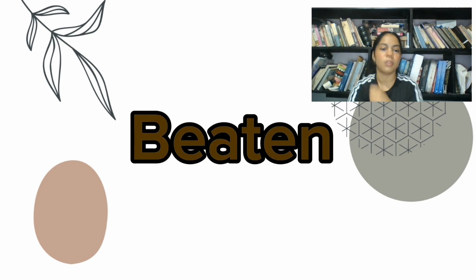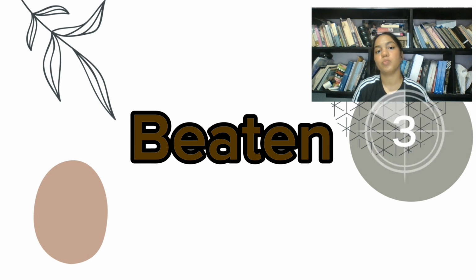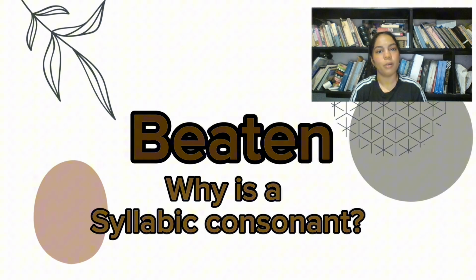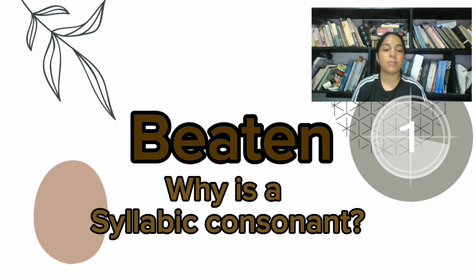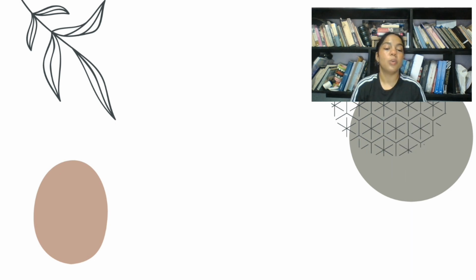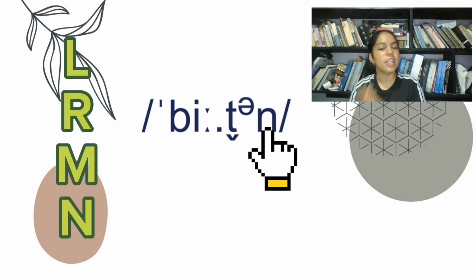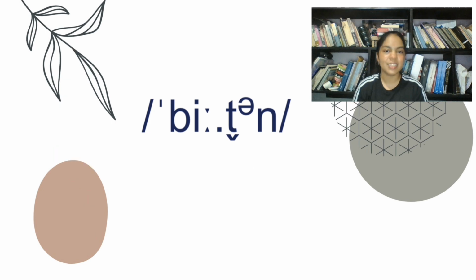So next word, we have beaten. Can you find the syllabic consonant? Yes, it's the N. So now, why is it a syllabic consonant? It's because when you have a syllable with a schwa followed by one of those consonants, you don't need to make the schwa sound. It gets absorbed by the next sound.